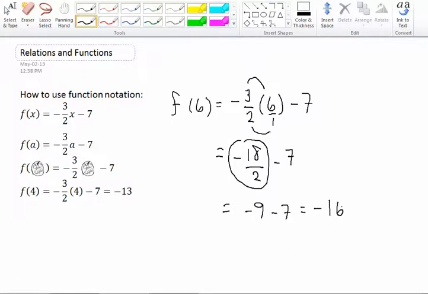So what we have is f of 6, the function of 6, in this case, is equal to negative 16. Okay? So this helps us with our evaluating, which we're going to be practicing today in class.